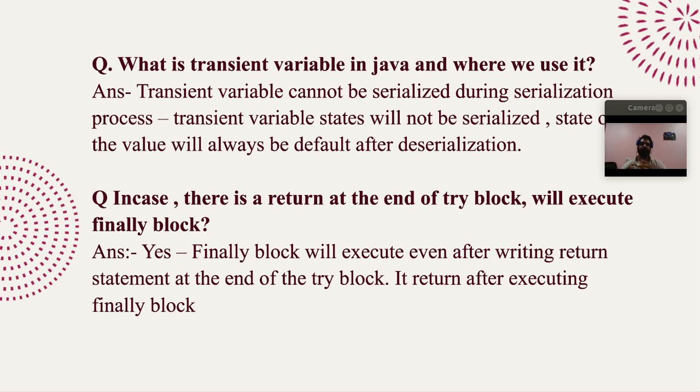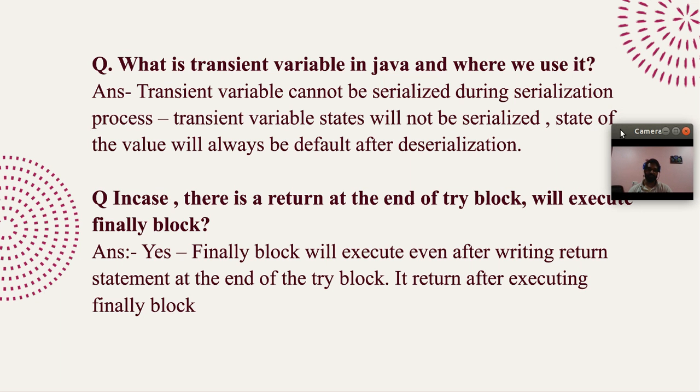So here the transient variable cannot be serialized during the serialization process. So the transient variable's state will not be serialized, and its value will always be the default after deserialization. Let's say that if I have marked any member variable of a class as transient, then at the time of deserialization, it will have a default value. If it is an integer, then it will contain 0. If it is a string, then it will contain null, right? So this is about a transient variable.